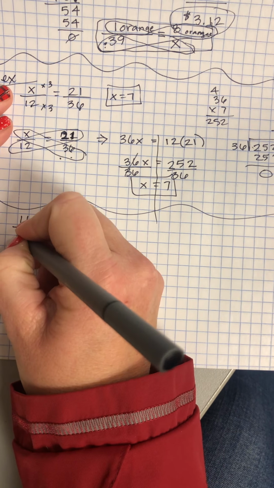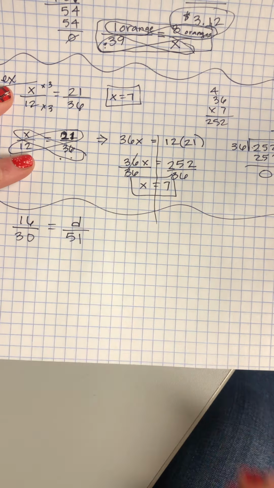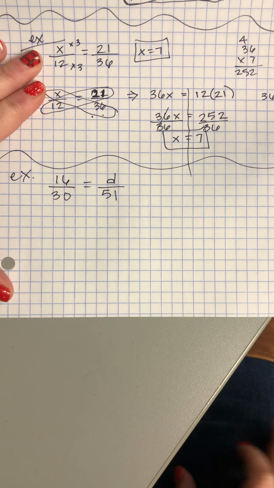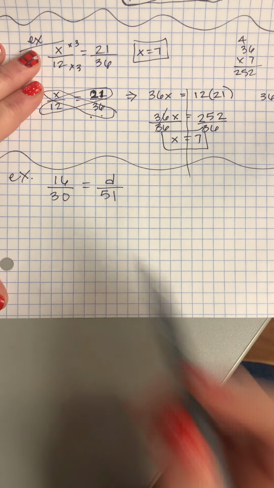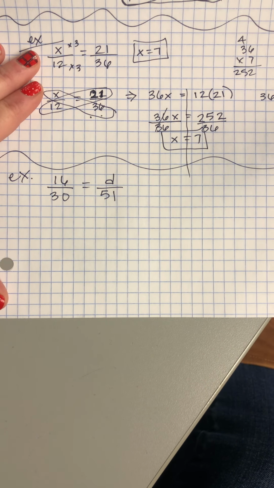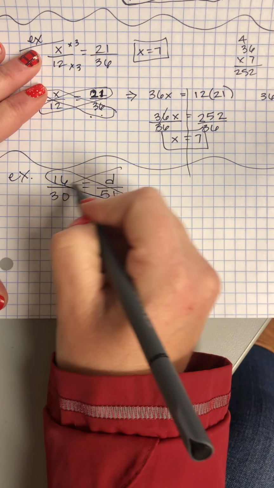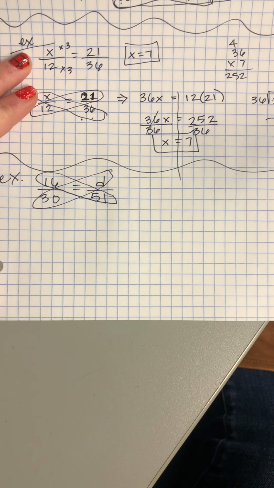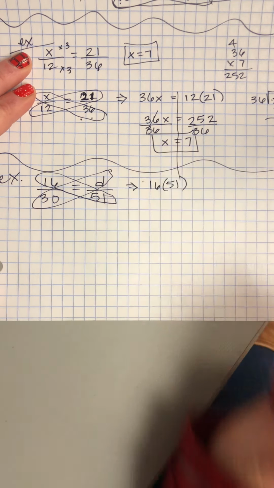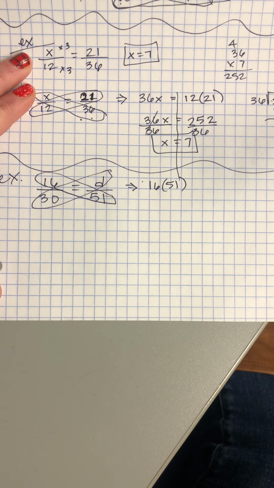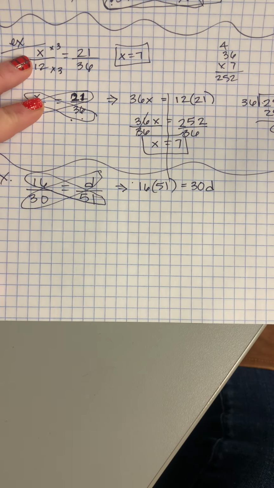Okay, let's do 16 over 30 is equal to D over 51. 30 cannot go into 51. So we're not going to be able to work backwards to solve for D for this one. So right away we're going to have to do the cross multiplying. So when I build my equation, I'm going to have 16 times 51 together. And then I'm gonna have equals 30 times D.